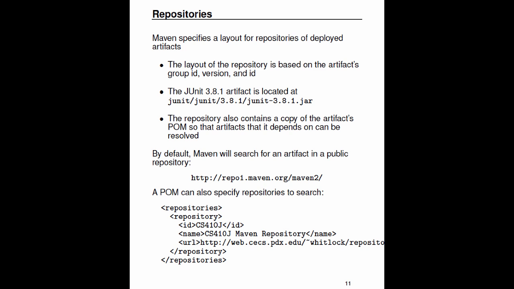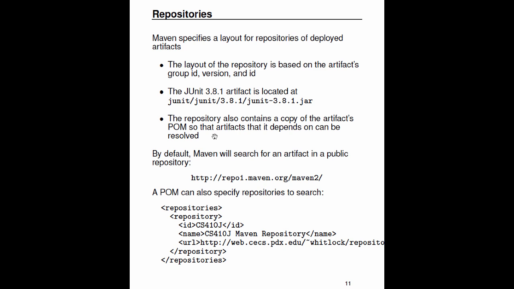Here again, I really jumped the gun on repositories. Just, I guess, to reiterate, Maven specifies a layout for repositories of deployed artifacts, what it should look like. So, for instance, JUnit has the unfortunate property of having its group ID and artifact ID be the same. So when Maven goes to look for the artifact, it'll look for JUnit/JUnit/3.8.1, the version, and an artifact named JUnit-3.8.1.jar. And it'll look for that in all the repositories that you've told it to look in.